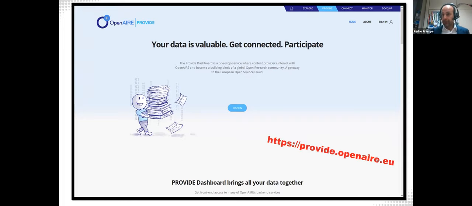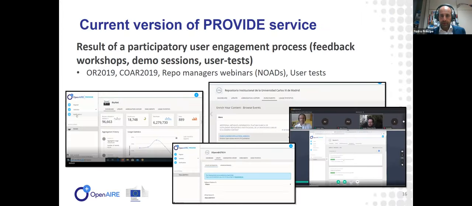If you think that you are the manager of a service and you don't see that information, just contact us, because there's something wrong with your login, or you are accessing the provide with a different login that is in fact not the login associated with the admin rights of your content provider.